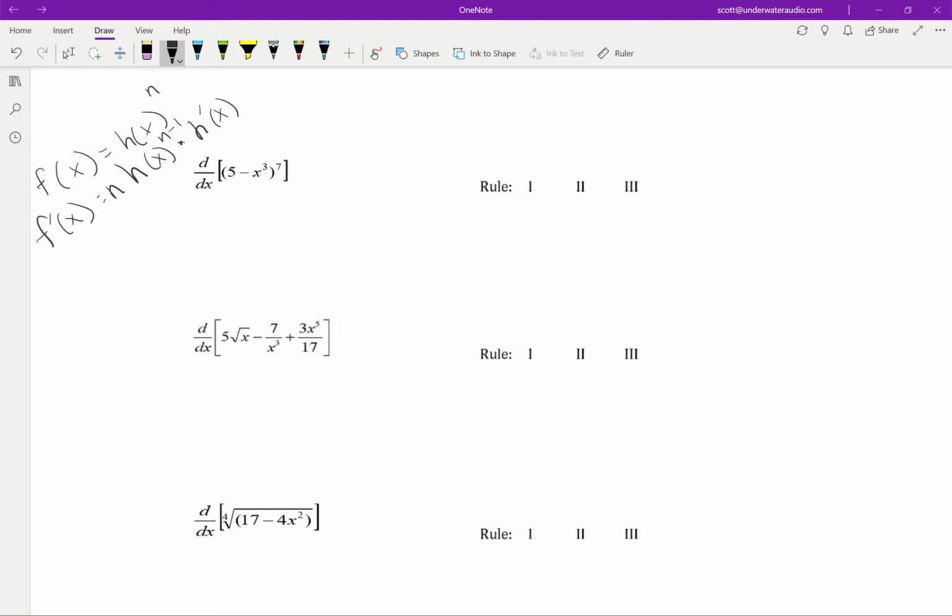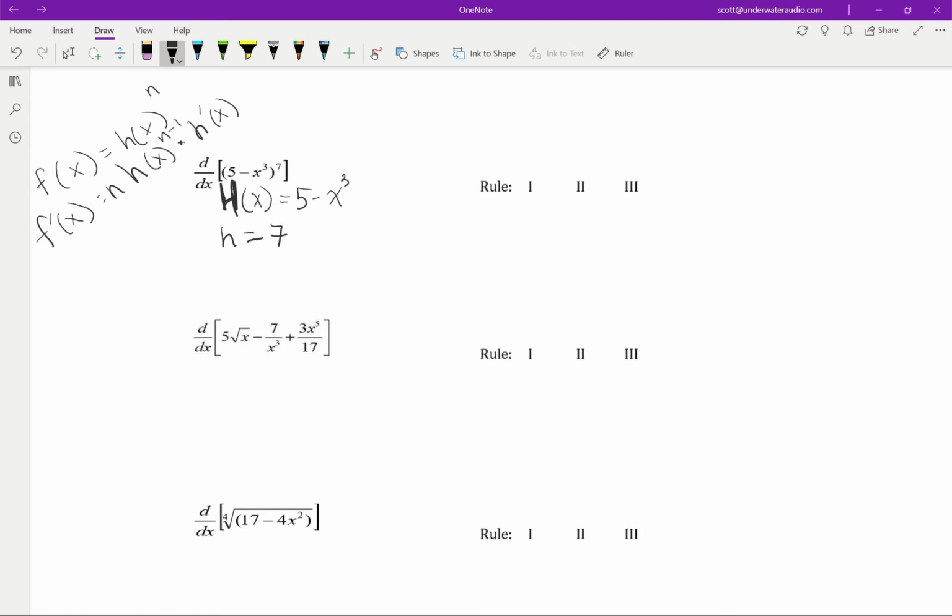Sometimes people get confused and they just keep doing the derivative over and over again. So I think it helps to outline what everything is. In this case, h of x equals 5 minus x cubed. And actually my h's and my n's look a lot alike, so I'm going to start doing a capital H. So H of x equals 5 minus x cubed. n is the exponent, n is 7.